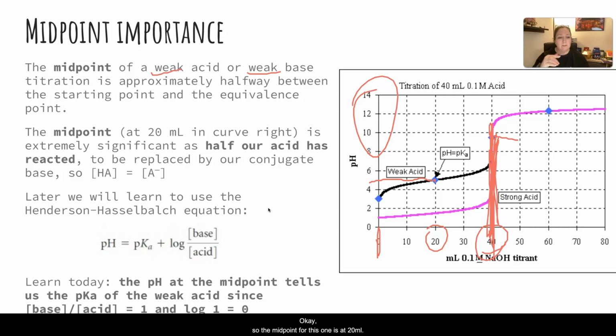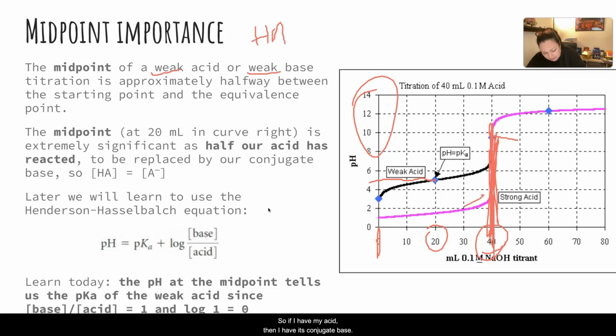So the midpoint for this one is at 20 milliliters. It's extremely significant for us. It's really important because half of our acid has reacted at this point. So if the acid has reacted, then that means that when it reacts, it donates the proton. So we have the conjugate or the anion, right? So I'm trying to make sure I have room to write.